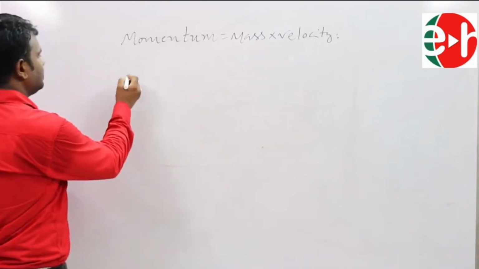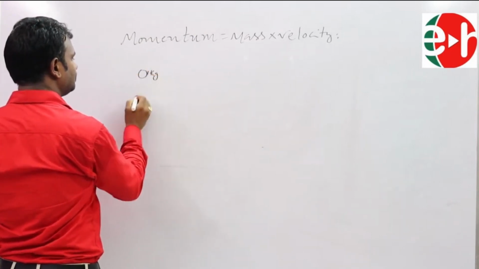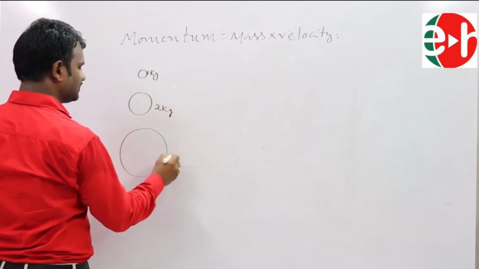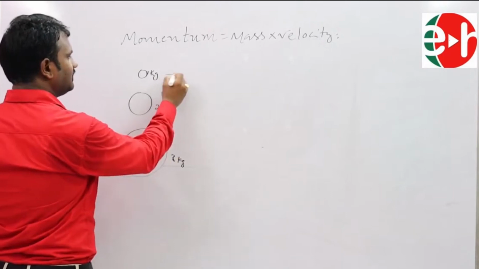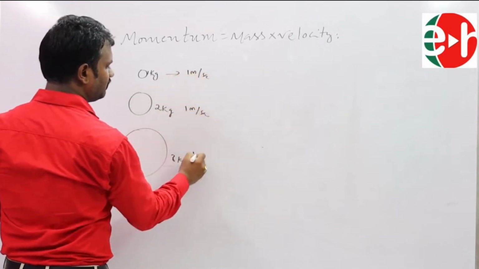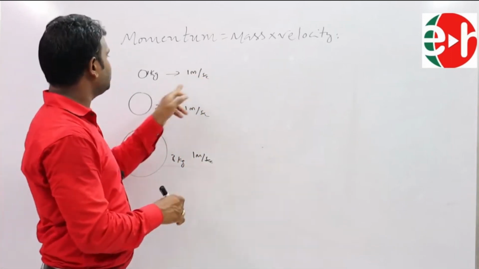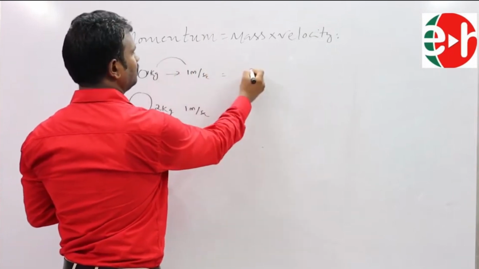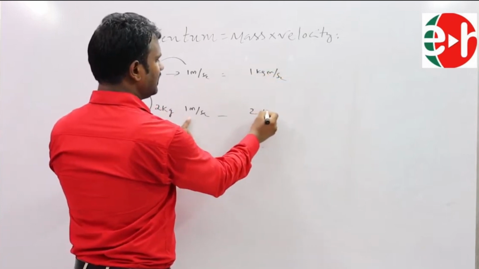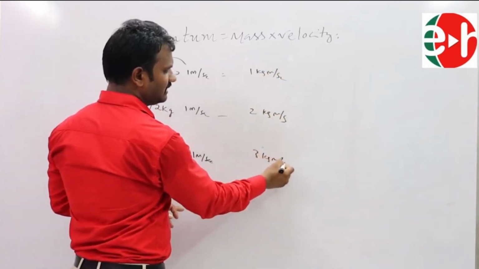For example, this is a stone of mass 1 kg. This is another stone of mass 2 kg. This is another big stone of mass 3 kg. Each is moving with 1 meter per second. Now, what is its momentum? 1 into 1, 1 kg meter per second. Its momentum is 2 into 1, 2 kg meter per second. Its momentum is how much? 3 kg meter per second.